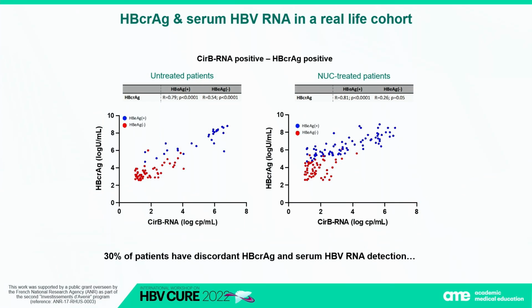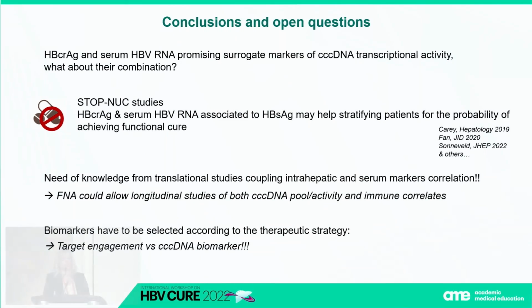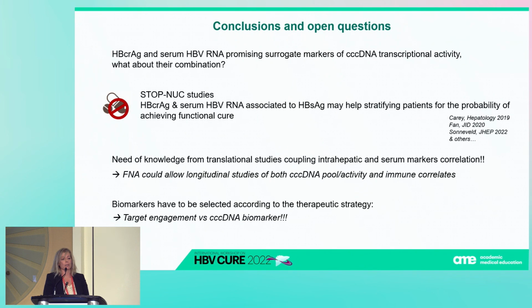So besides the fact that there are two different assays with two different limits of detection and that detect two different things, I clearly believe that we have to go in this direction and understand which type of biological meaning could be under that. So to conclude, these two biomarkers are promising surrogate markers for cccDNA transcriptional activity. We have to go on inquiring their combination.